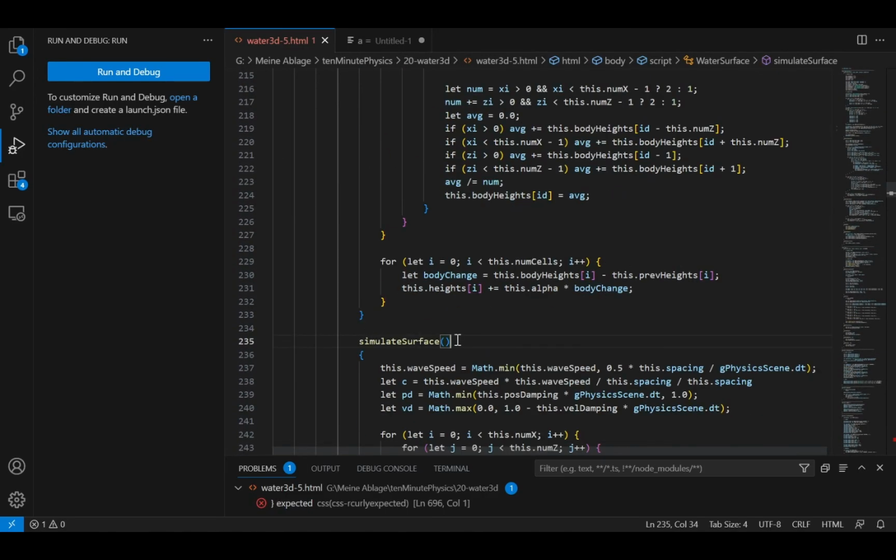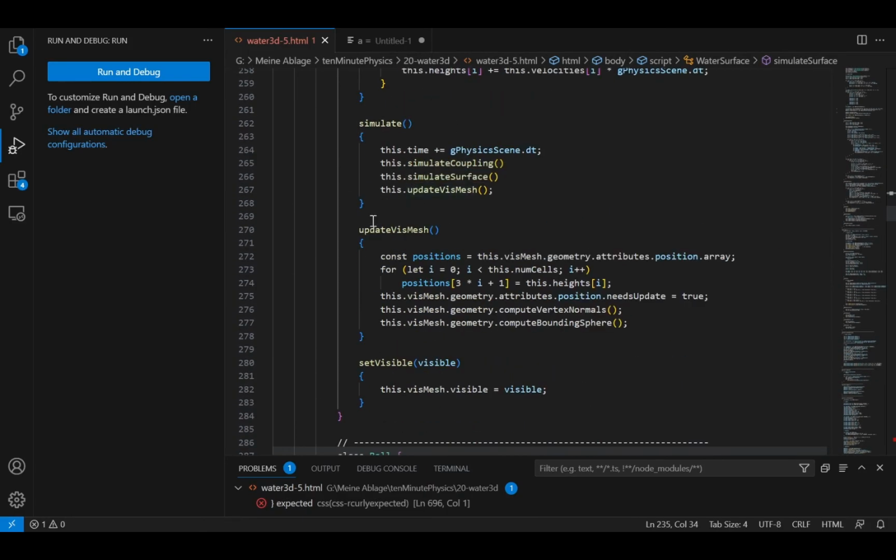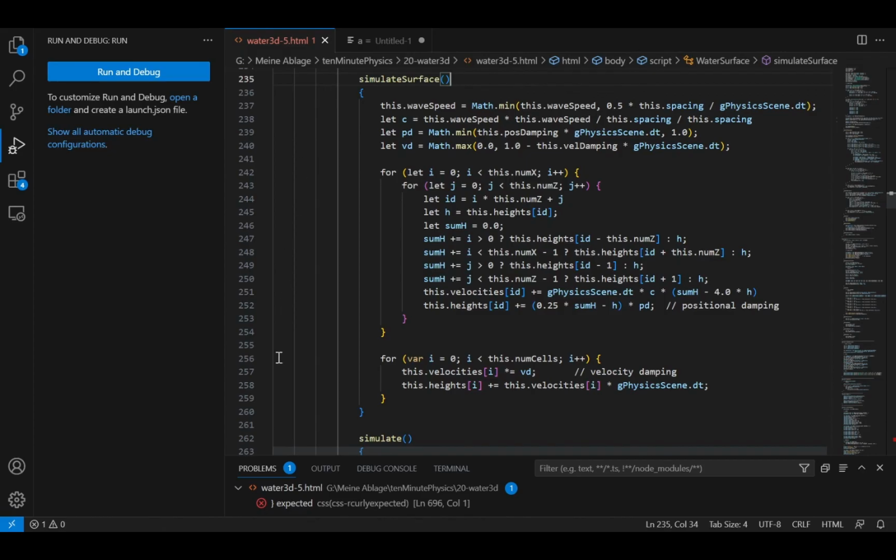Here you see the method to simulate the surface itself. And this is the simulation loop. It ends at line 270, so we have exactly 100 lines of code as promised. As you can see, the method to simulate the surface itself is really very simple. I run through all the water columns, compute the sum of the heights of all the neighbors, and subtract the height of the central column itself. I multiply this quantity by the time step dt and add it to the velocity. In the second loop, I add the velocity times dt to the heights.